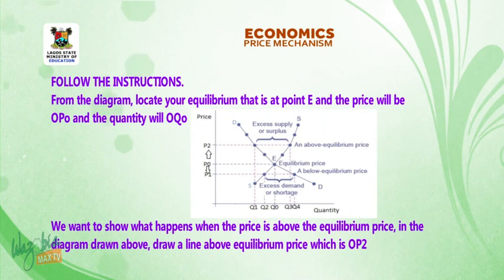That is point E, and the price will be OP0 and the quantity will be OQ0. We want to show what happens when price is above equilibrium price. In the diagram drawn above, draw a line above the equilibrium price, which is OP2.